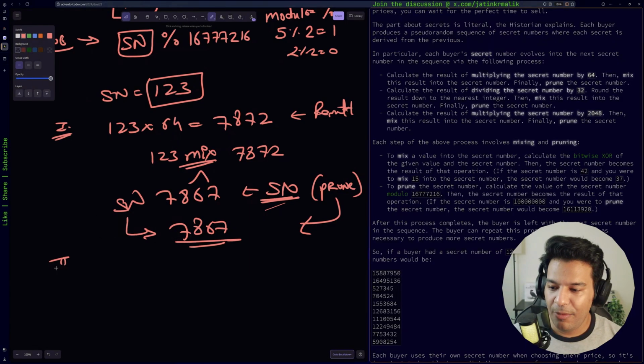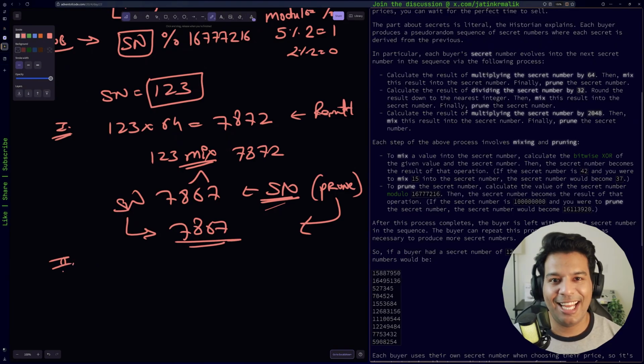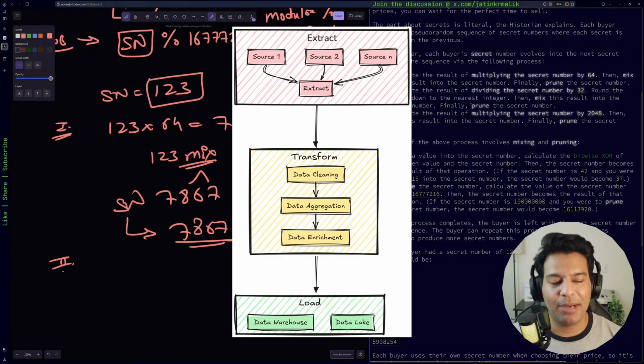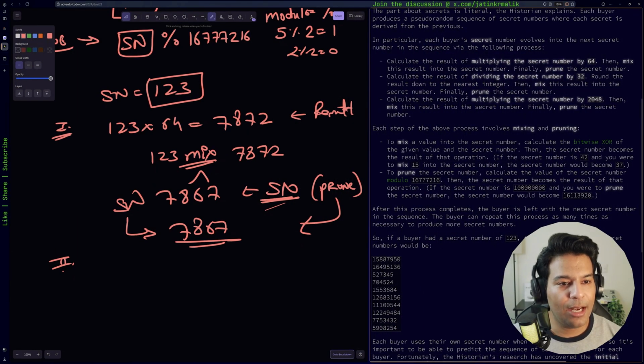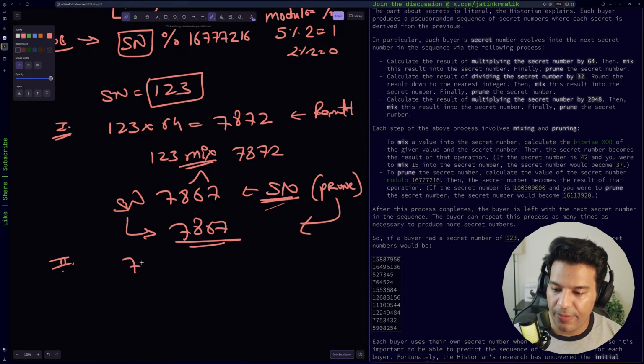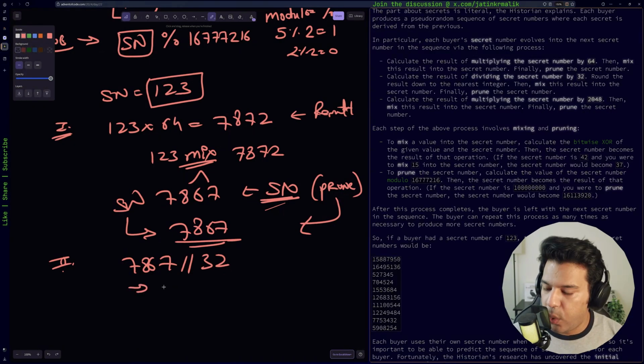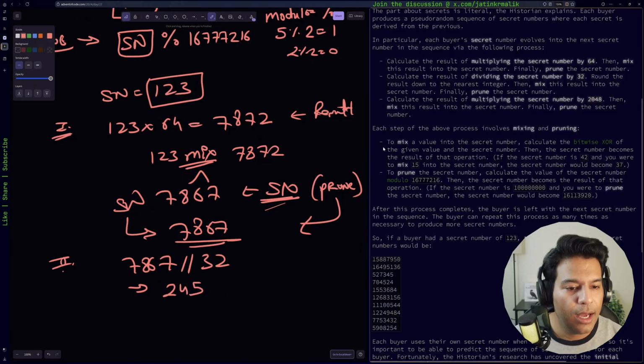The second phase of operation is like a pipeline. It reminds me of an ETL pipeline where you're doing extract, transform, load, a very popular pattern in databases. It says to calculate the result of dividing the secret number by 32 and round it to the nearest integer. So 7867 divided by 32 gives us an answer of 245.